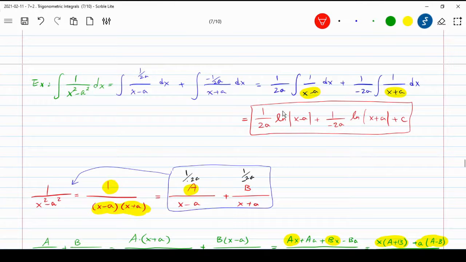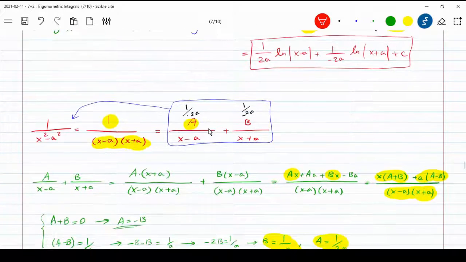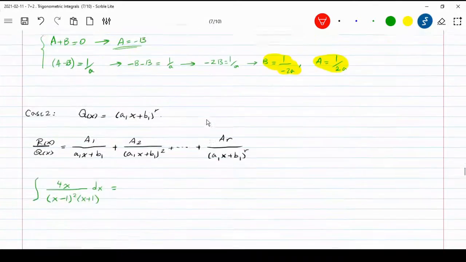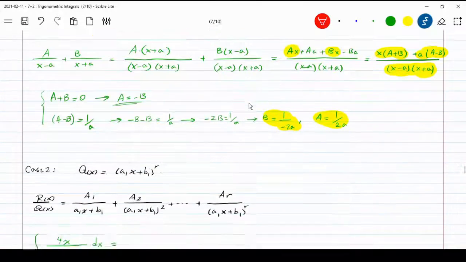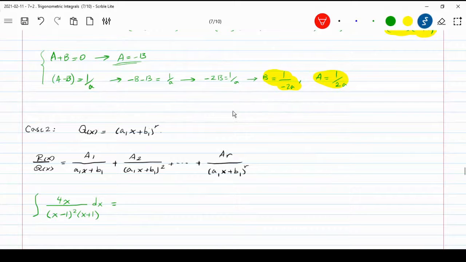Okay, you notice that since you have two fractions, it was less work. So this is the first case when we have no repeated denominators. What if we have a repeated denominator?